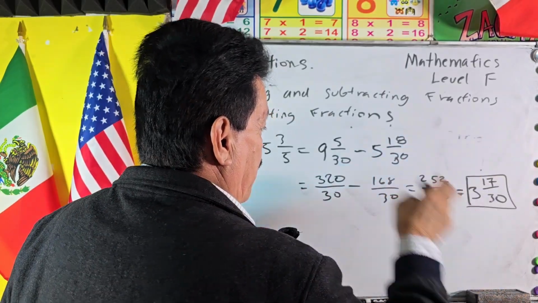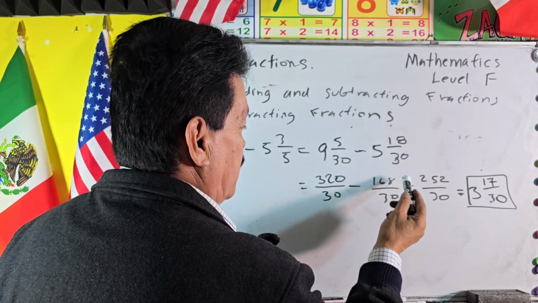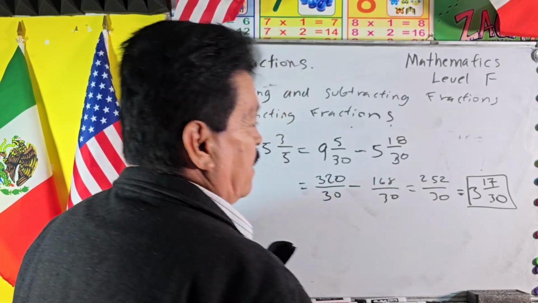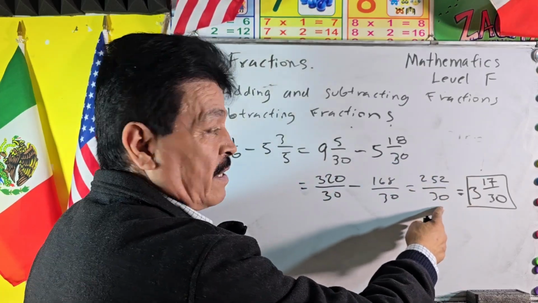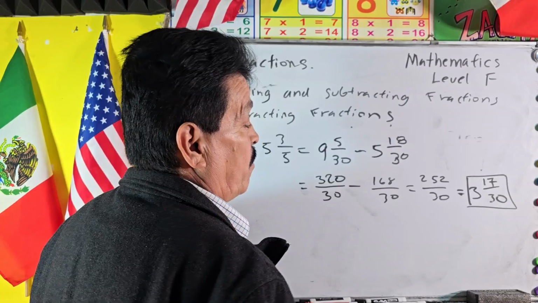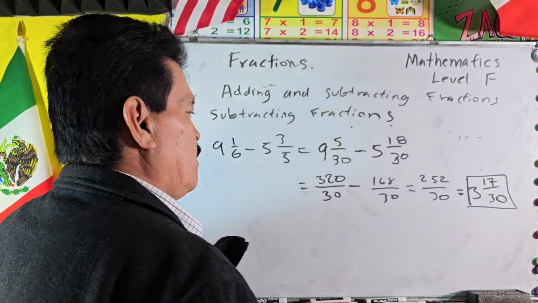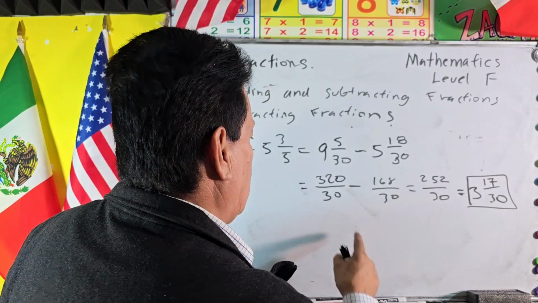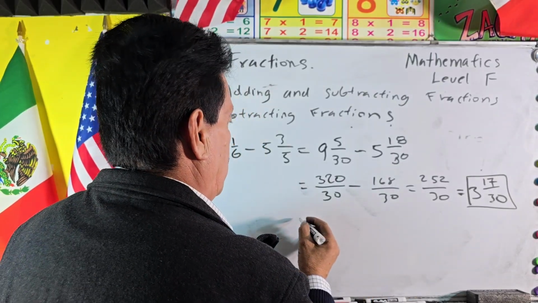And then subtract 320 minus 168, and then later just divide 252 by 30. So of course it's 3 whole numbers, and 7/30. No, let's see. Maybe I made a mistake here. Let me double check.